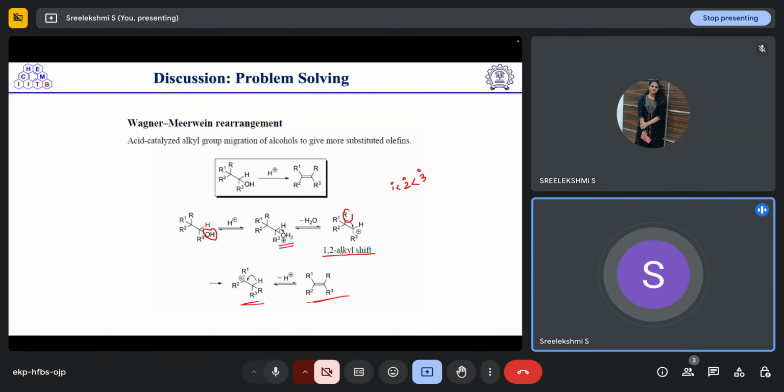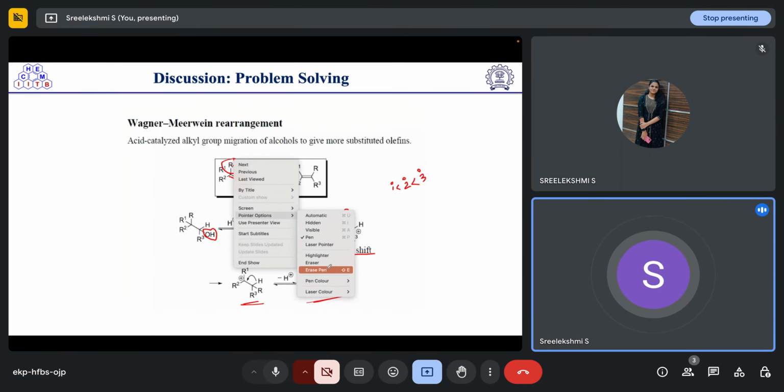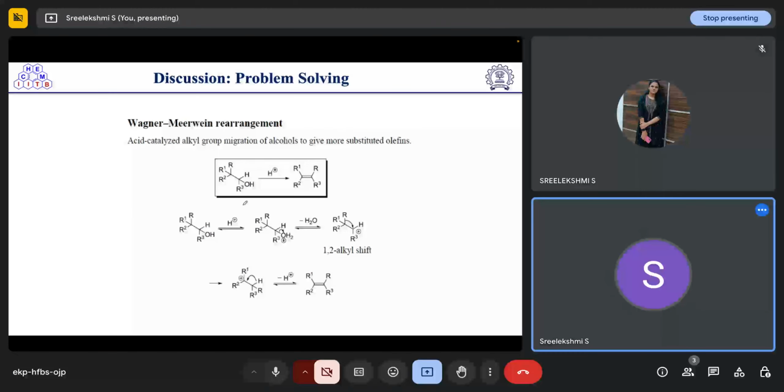So this is known as the Wagner-Meerwein rearrangement. It is basically the acid catalyzed alkyl group migration of alcohols to give more substituted olefins. As we can see here, the OH group and this proton are not there, the R group has migrated to this center, and a double bond has been formed. These are the changes occurring in this Wagner-Meerwein rearrangement. I hope this is clear. Maybe I'll give 2 minutes to quickly go through this, then we can go to the next reaction.